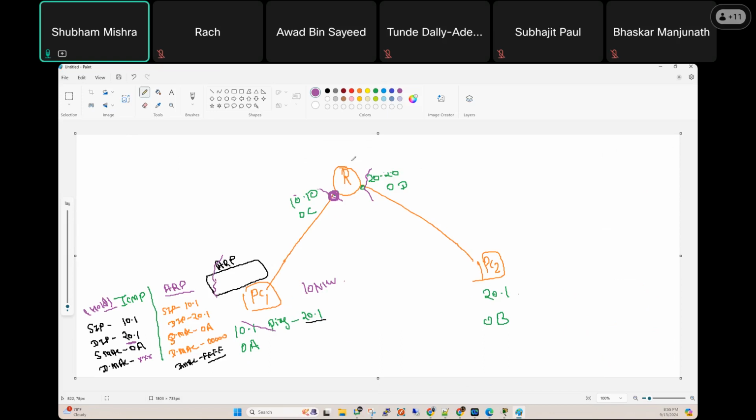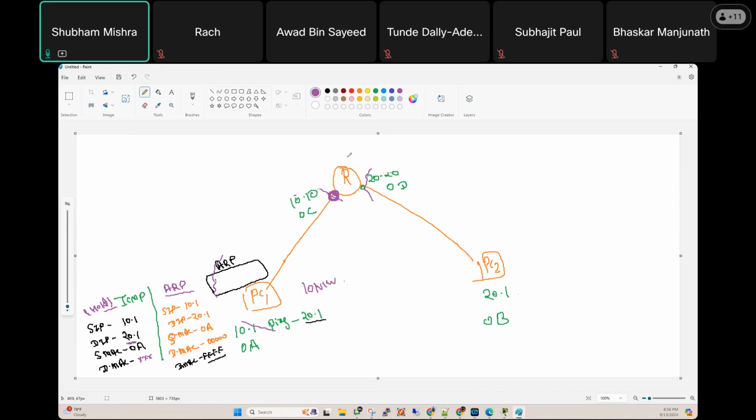Access layer switch is always a layer 2 switch. Please remember this one. Access layer switch is always an L2 switch. And on DR, you will get the L3 switch. Because on the DR level, what are we doing? We are doing the routing also.